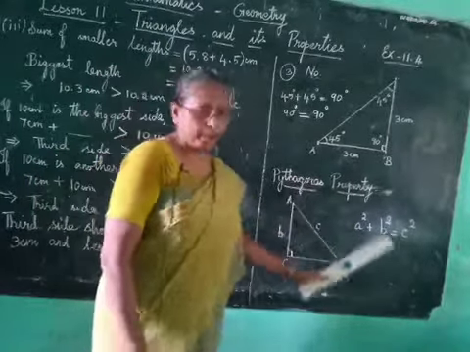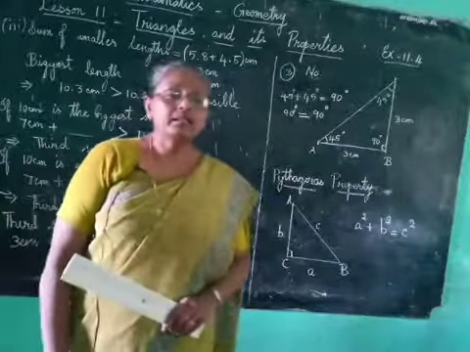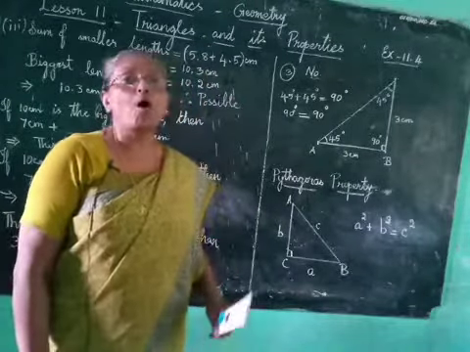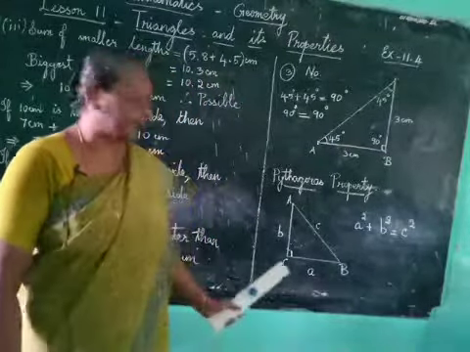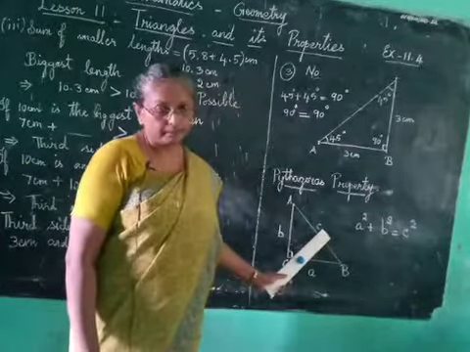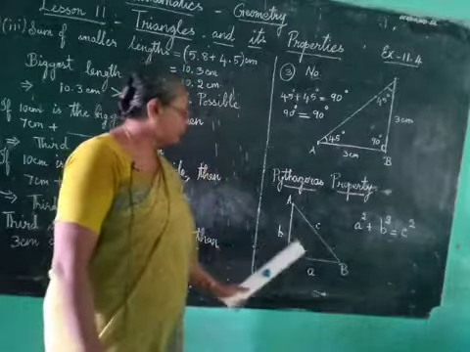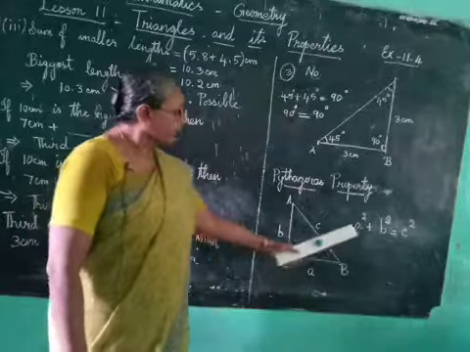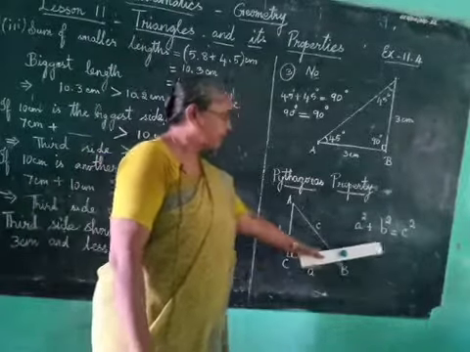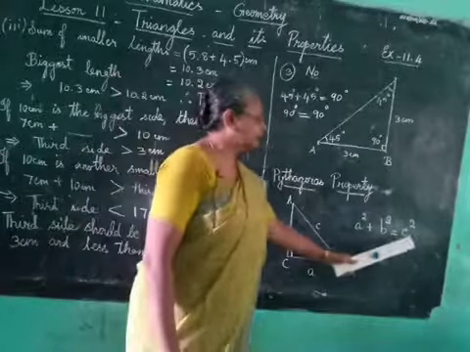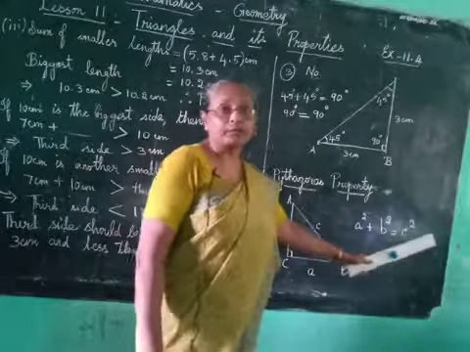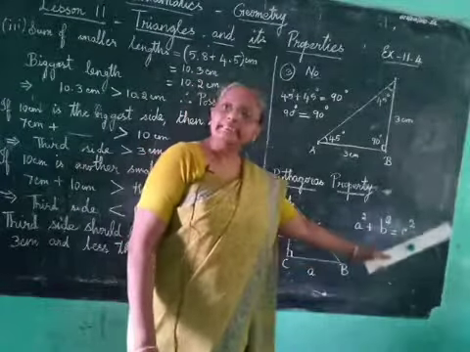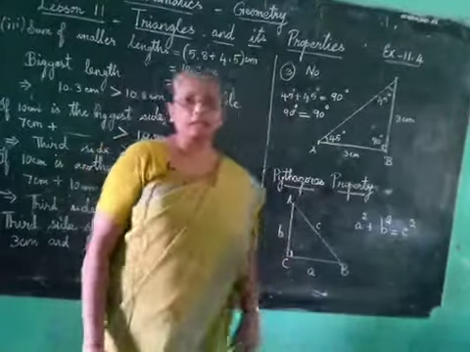The Pythagoras property states that the square of the hypotenuse is equal to the sum of the squares of the other two sides. In other words, a square plus b square, the sum of the squares of the other two sides, will be equal to the square of the hypotenuse, that is c square. a square plus b square is equal to c square. This is the basic Pythagoras property.